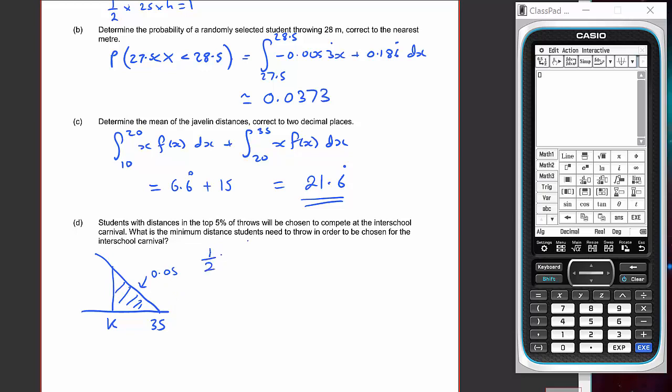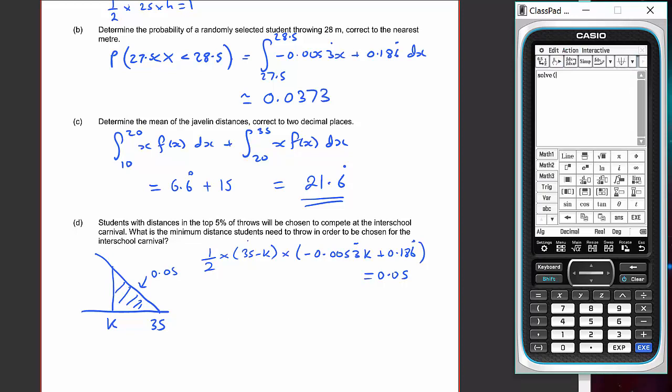So I'm going to say a half times the base times the height. Now to get the height, I am going to have to use the second function, so that's going to be negative 0.0053 recurring k plus 0.186 recurring, and we need that to be equal to 0.05. So I'm going to just solve for that on the calculator.